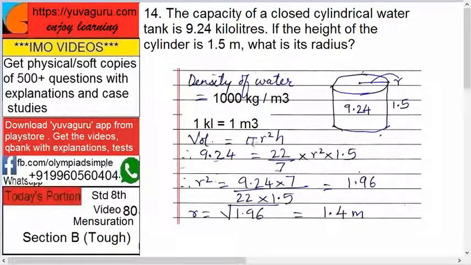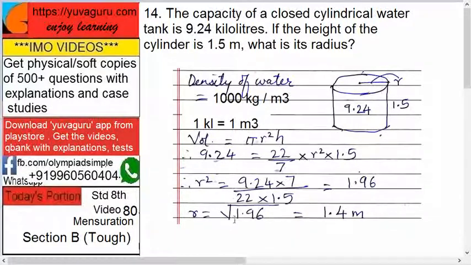Okay, so volume equals pi r square h. So this becomes 9.24 meter cube. So 9.24 equals 22 by 7 into r square into 1.5. So solve this. R square equals, everything goes on the other side, 9.24 into 7 upon 22 into 1.5. That is 1.96. How? Try to solve this. Remove the zeros and try to solve this. You'll get 1.96. Follow Vedic maths, that's easier. So r square equals 1.96.